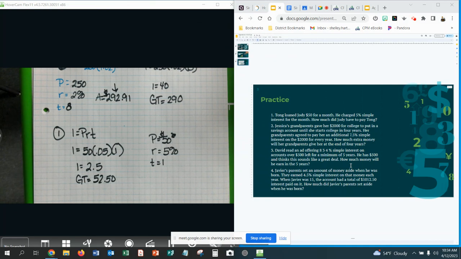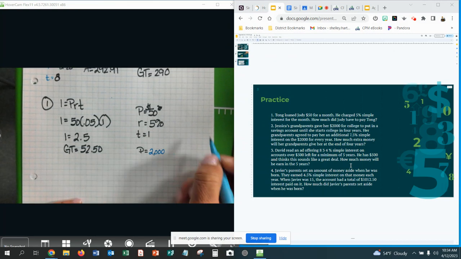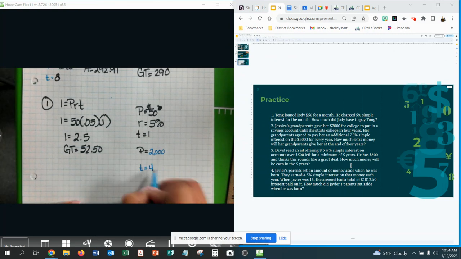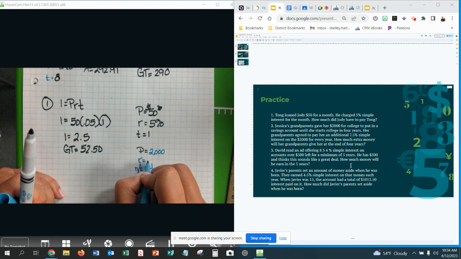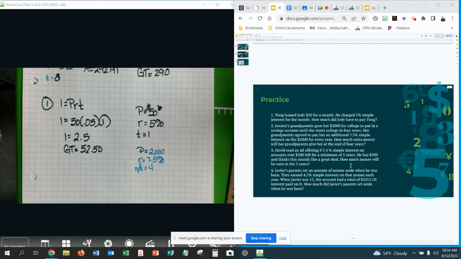Jessica's grandparents gave her $2,000 for college, to put in a savings account until she starts college in 4 years. So our principal is $2,000, and our time is 4 years. I'll put N or T. Her grandparents agreed to pay her an additional 7.5% simple interest on $2,000 every year. How much extra money will her grandparents give her at the end of 4 years? So her rate is 7.5%. Can anybody tell me whether this is a simple or compound interest problem?